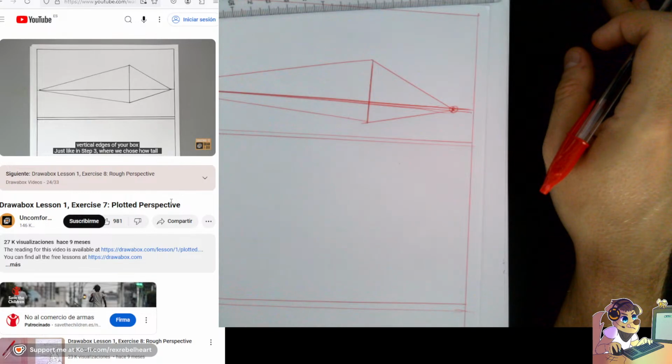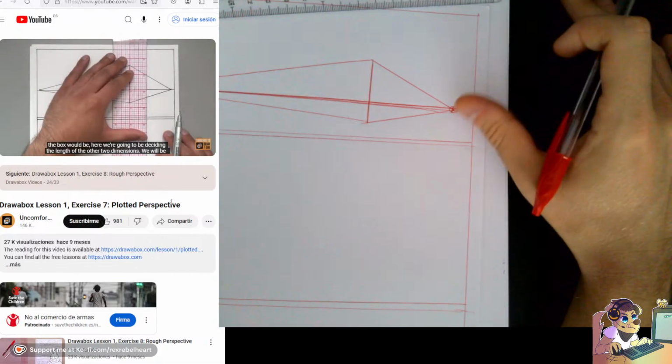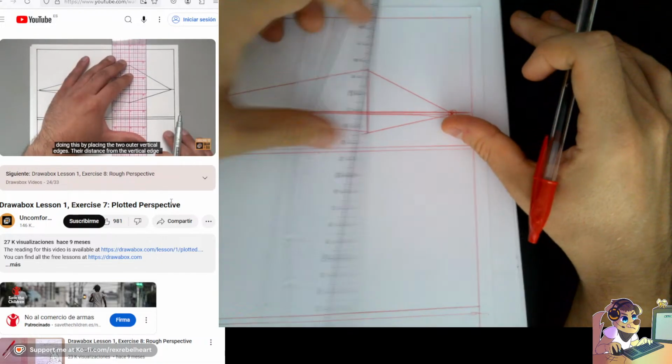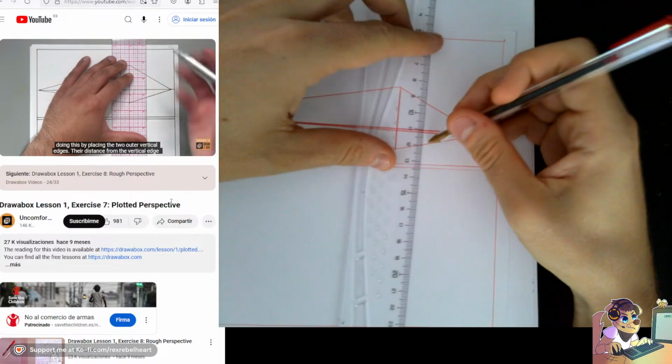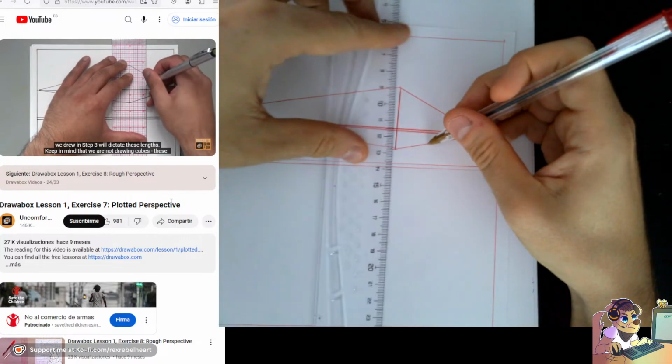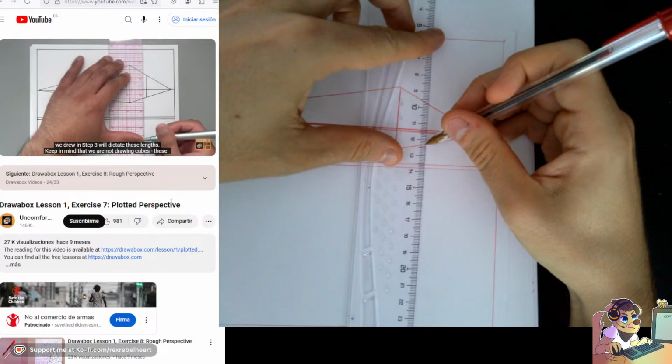Just like in step 3, where we chose how tall the box would be, here we're going to be deciding the length of the other 2 dimensions. We will be doing this by placing the 2 outer vertical edges. Their distance from the vertical edge we drew in step 3 will dictate these lengths.